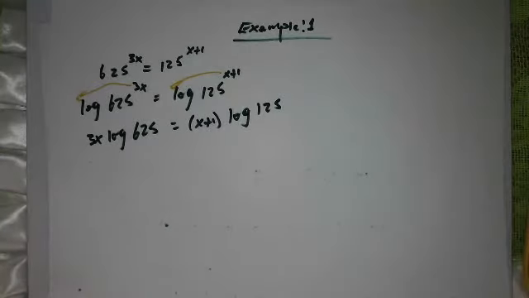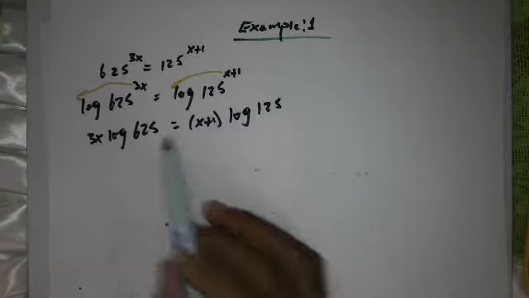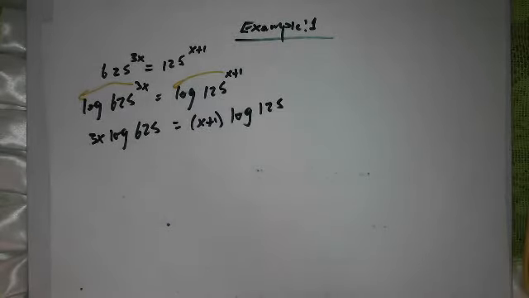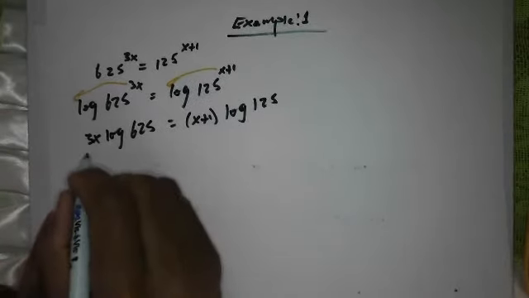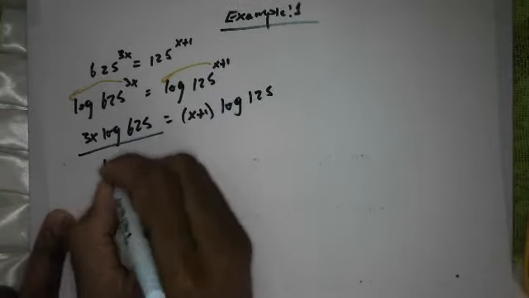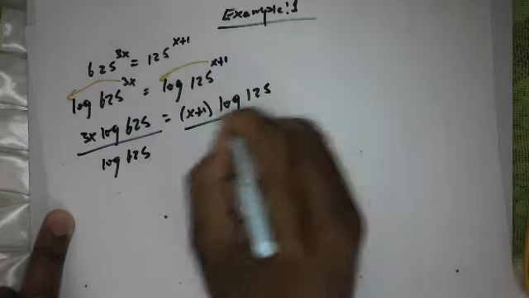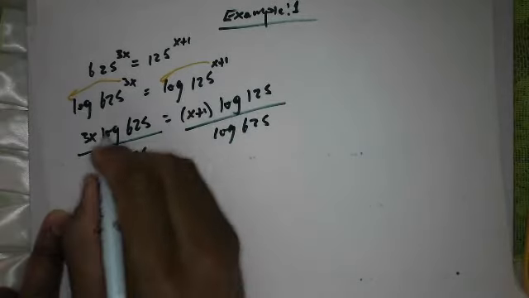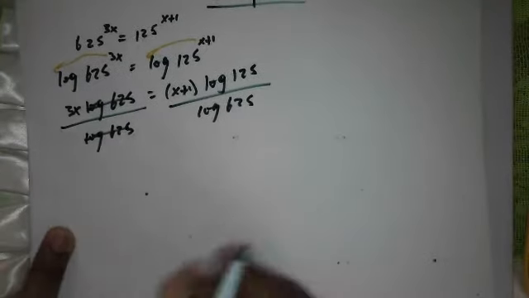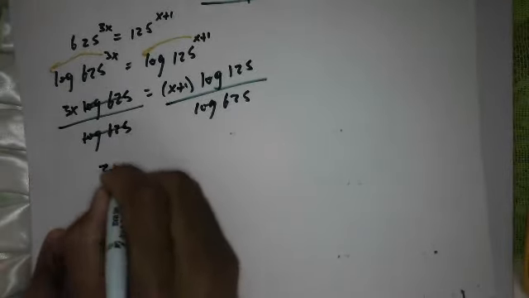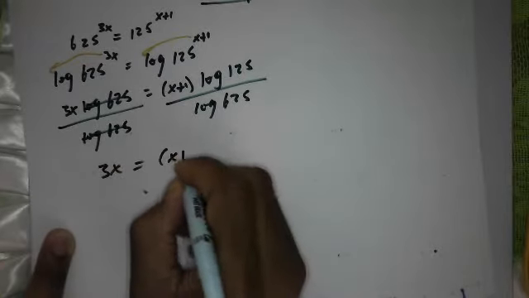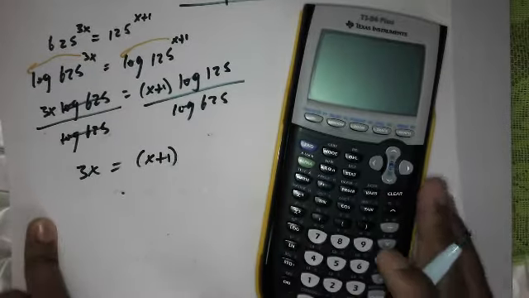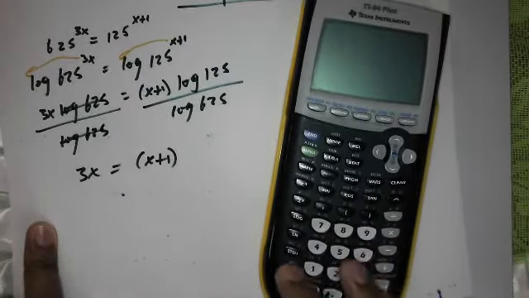Now in this case, you could divide both sides by log 625, or you could divide both sides by log 125. It doesn't matter. Let's divide both sides by log 625. Now this log 625 will cancel that log 625. So what we have now is 3x equals x plus 1, and let's find out what is the value of log 125 divided by log 625.